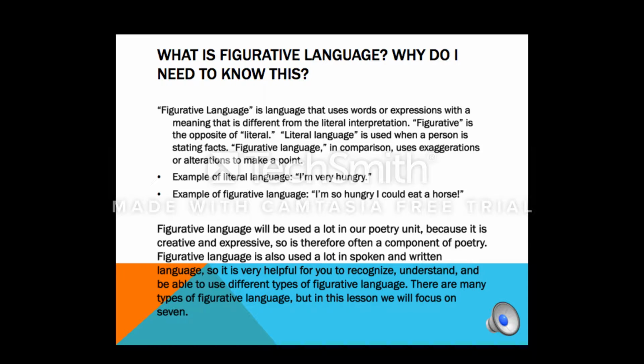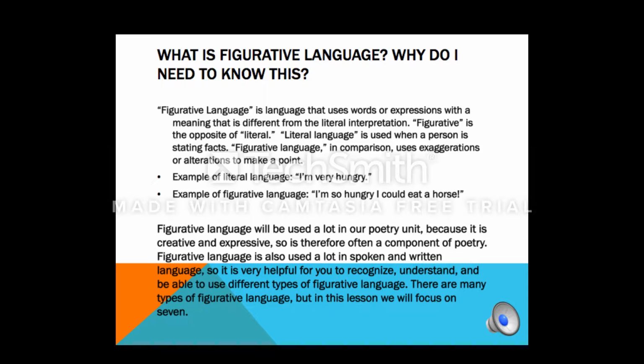So if you wanted to say, I am very hungry, a way to do that using literal language would be just to say, I'm very hungry. But if you wanted to say that using figurative language, you would say, I'm so hungry I could eat a horse. Obviously, they're not saying that they would actually eat a horse, but they're just making a point by changing the meaning of those words to say that they are very hungry.